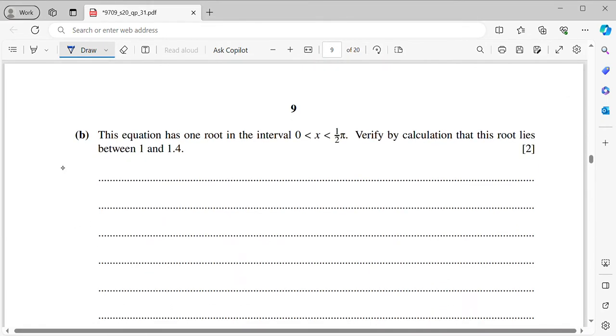Now B, this equation has one root in the interval x between 0 and half pi. Verify by calculation that this root lies between 1 and 1.4. So just now we got tangent x equals pi plus x. So I will move all the terms to the left side now. So that means tangent x minus pi minus x equals 0. And now I will let this be f(x).